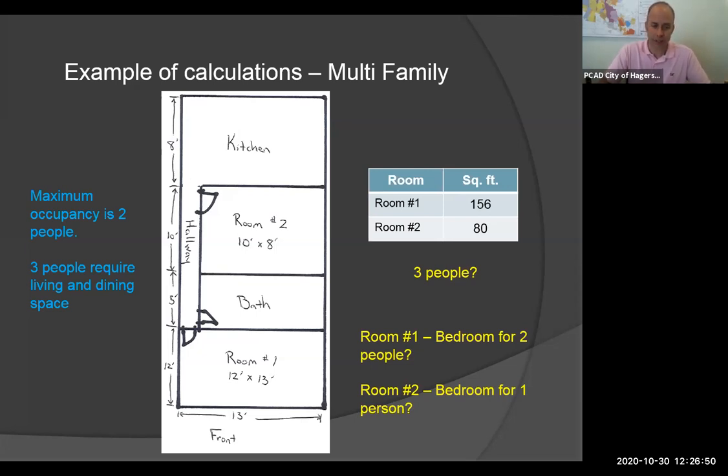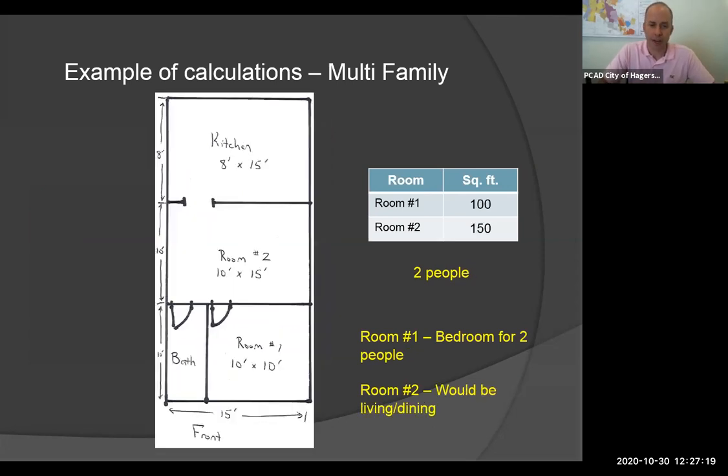So it could only be big enough for 2 people in this. Even though room 1 could be considered for 3 people, I don't have enough square footage to get me the space needed for living and dining, either individually or combined together. So I would only say that 2 people could occupy this structure. Even though it kind of has a configuration of 2 bedrooms, it is not. It is a 1 bedroom with another room.